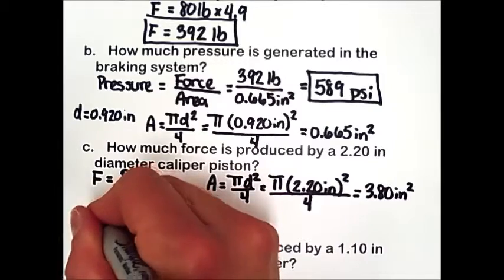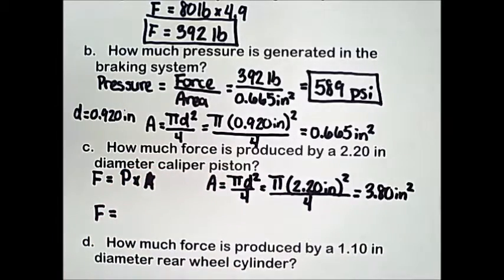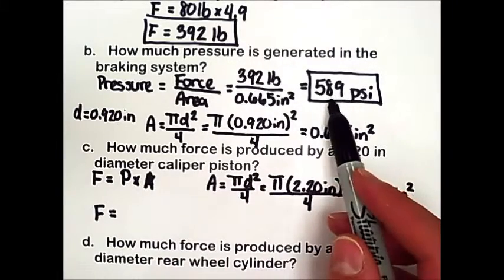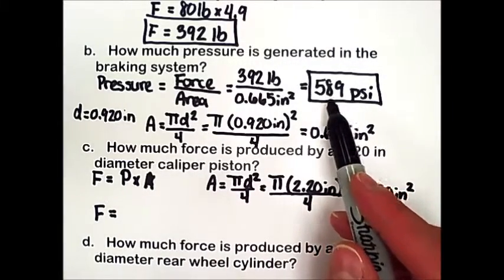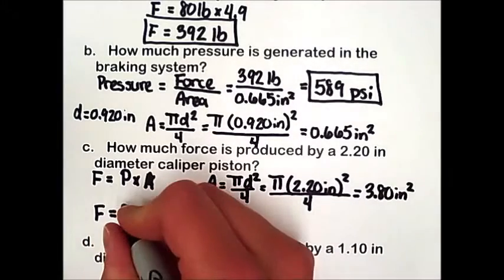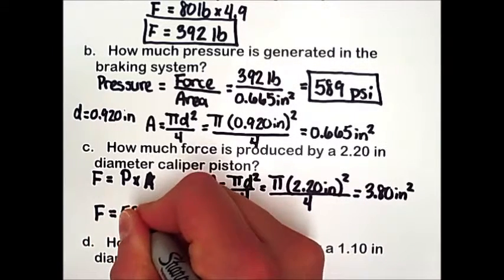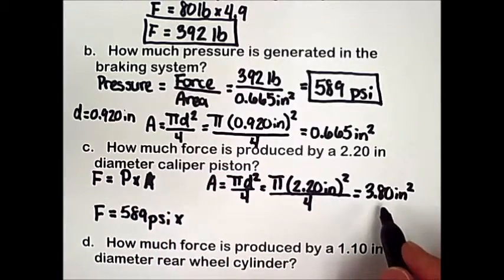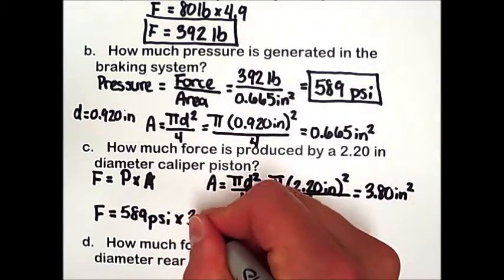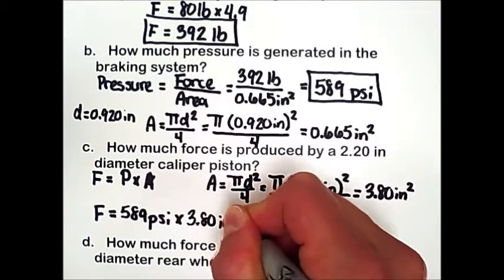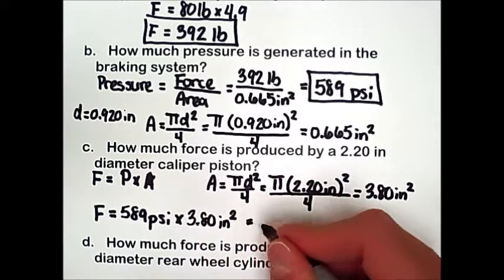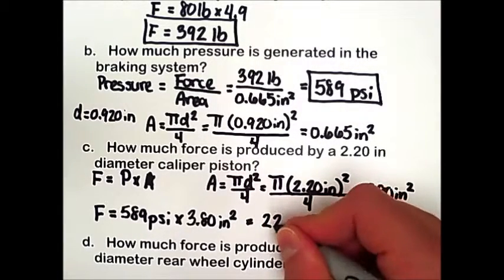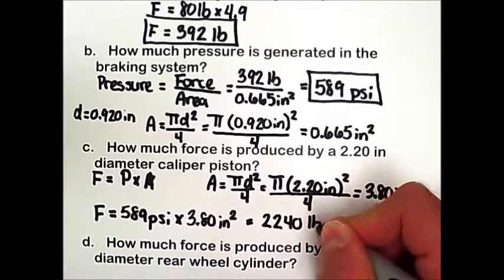So now we can go ahead and calculate the force. So the force is equal to the pressure, which we found in the previous part, because the pressure should be the same throughout this entire system. So the pressure throughout the system is 589 psi multiplied by the area of 3.80 square inches. We end up with a force that's produced by this piston of approximately 2,240 pounds.